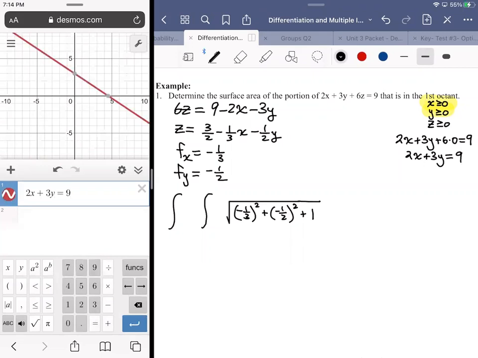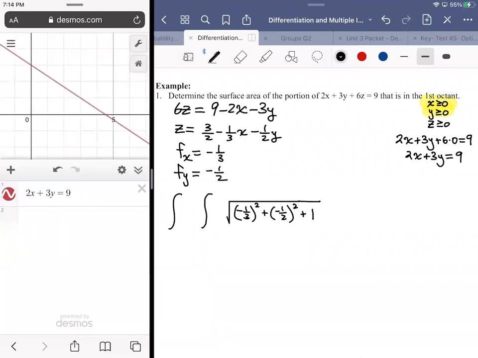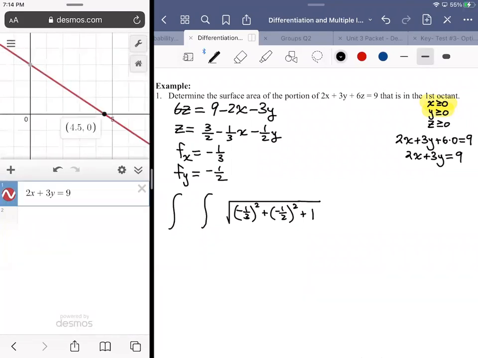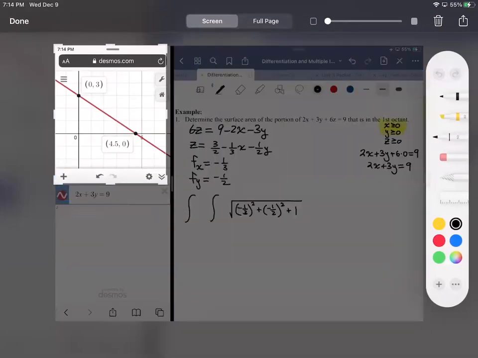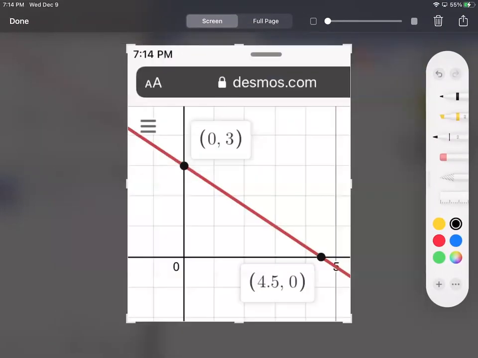That's not circular. If it were circular, then I would be thinking cylindrical or spherical. It's not circular, so I don't want any of those. What I'll do here is get some intercepts. I don't think I need the function, I already wrote it.